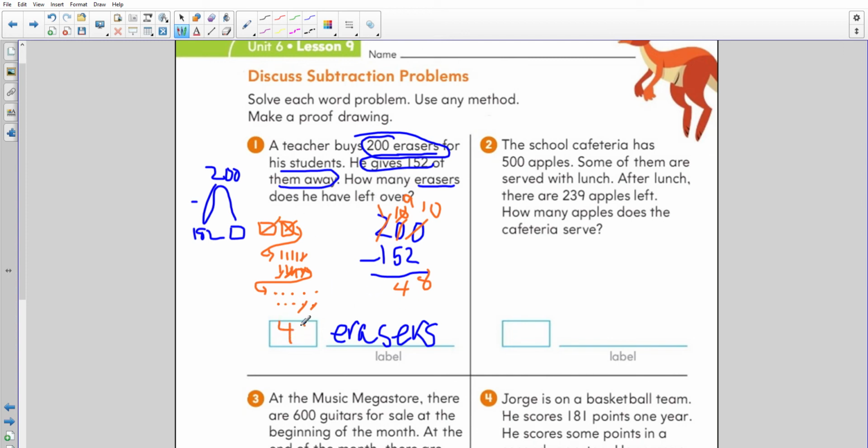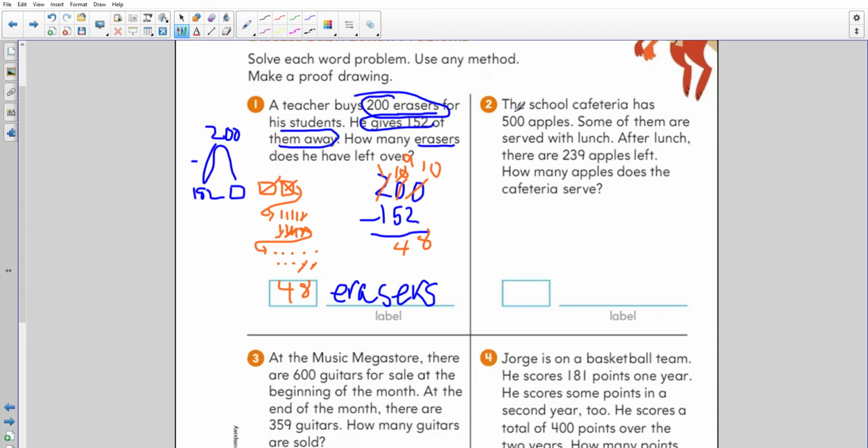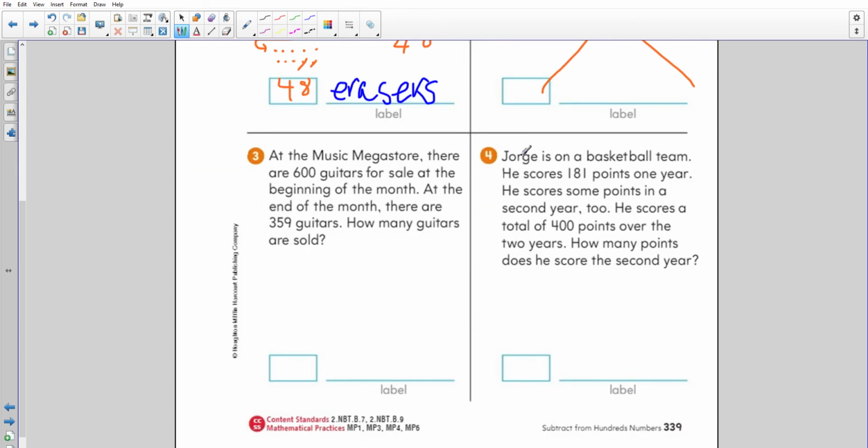48 erasers. Today, I'd like you to go ahead and do this for me. Cross out number 2. Cross out number 4. And work on number 3 with me, please. At the Music Megastore, there are 600 guitars for sale at the beginning of the month. At the end of the month, there were 359 guitars. How many guitars are sold?